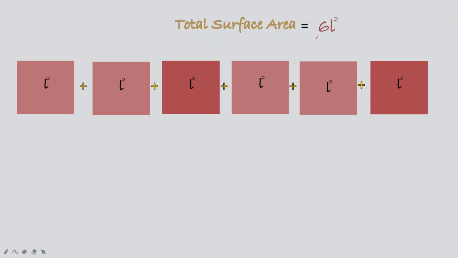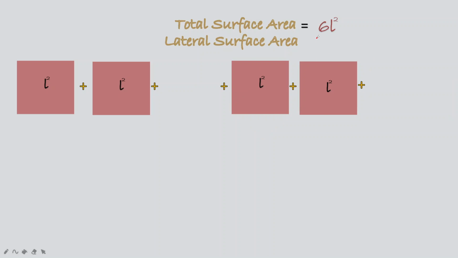Now, what is the lateral surface area? For that, let us just cut off the base and the top. Now this is the base and this is the top. We will take them off. Now what do you see? Lateral surface area is equal to L square plus L square plus L square plus L square, that is 4L square. So you see, the formulas for a cube are much easier.